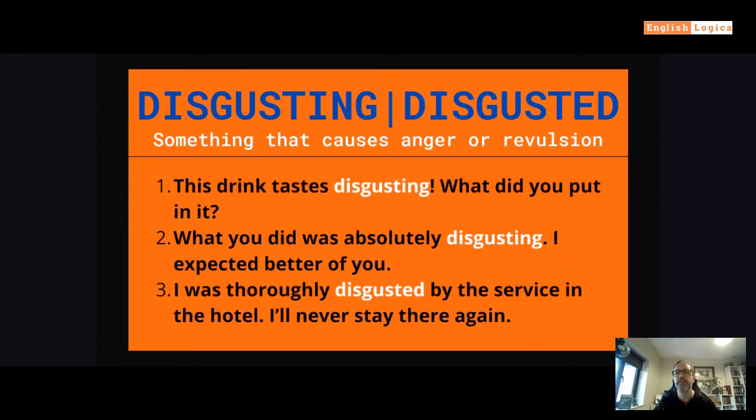So example number 1, this drink tastes disgusting. What did you put in it? Example number 2, what you did was absolutely disgusting. I expected better of you. Example 3, I was thoroughly disgusted by the service in the hotel. I'll never stay there again.